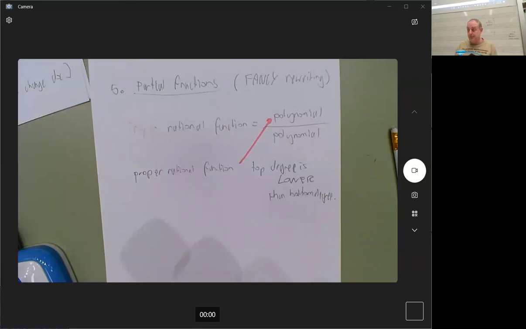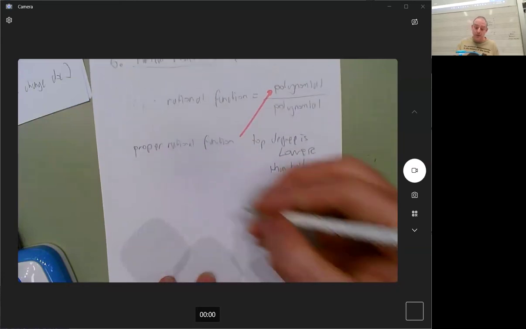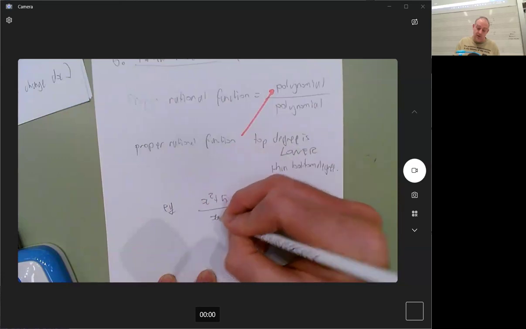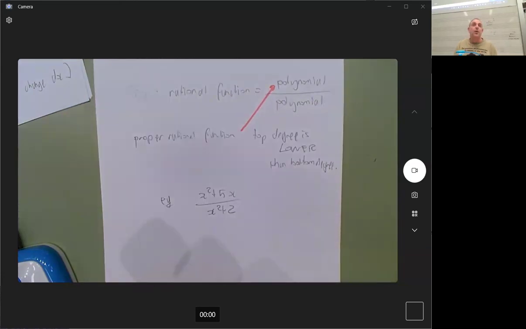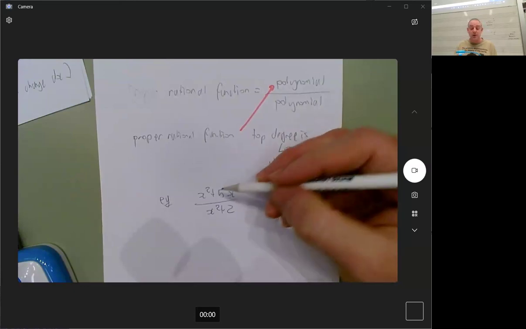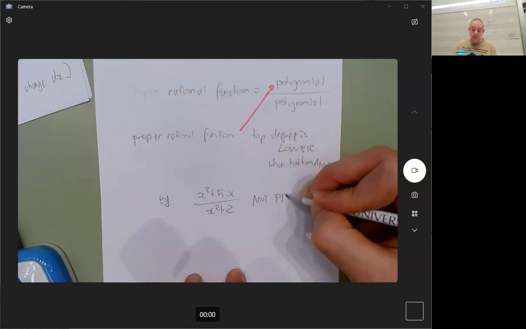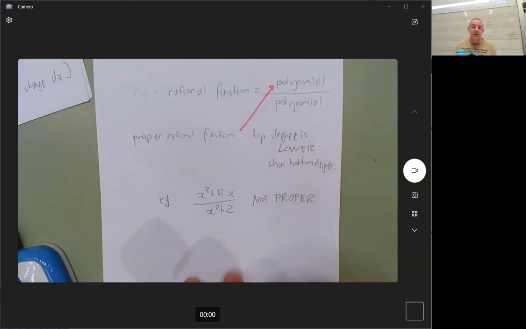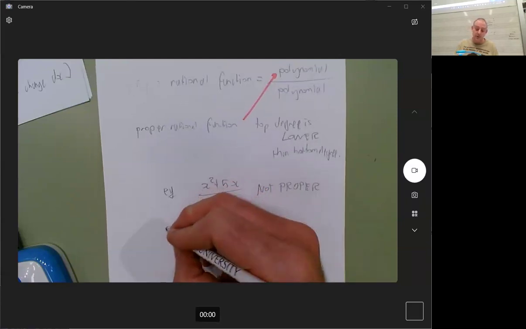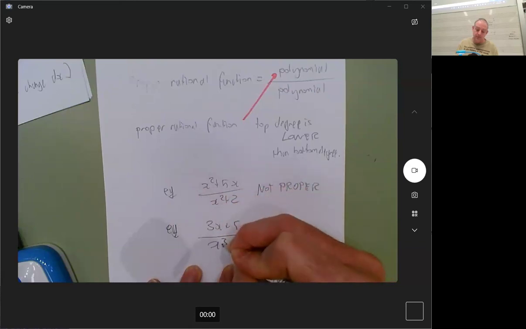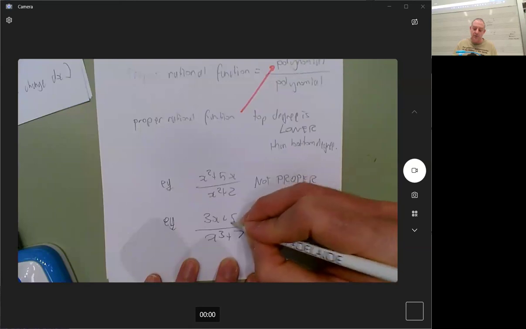Okay. So that's the start. So if you see something like x squared plus 5x over x squared plus 2, that is not a proper rational function because the degree of the top is not properly smaller than the degree of the bottom. But still definitely a rational function. Whereas this, that is a proper rational function.